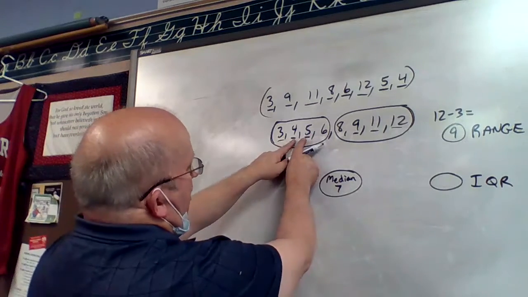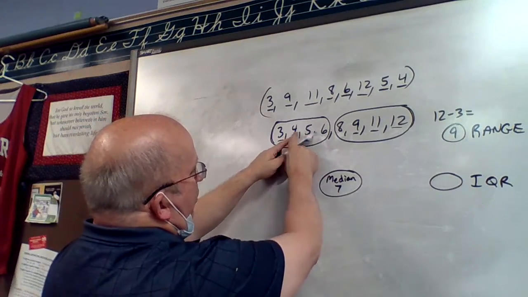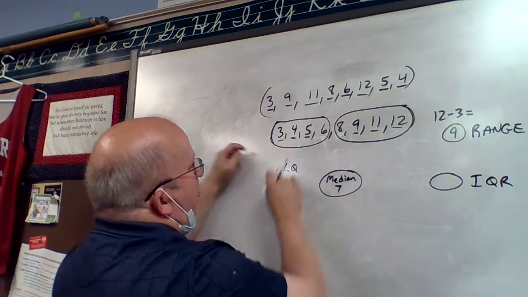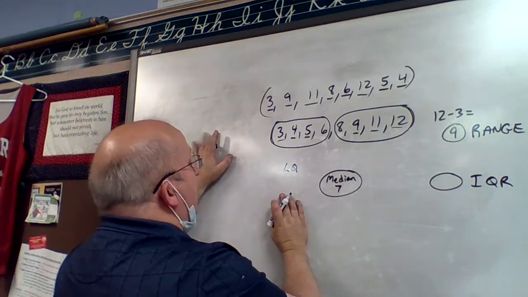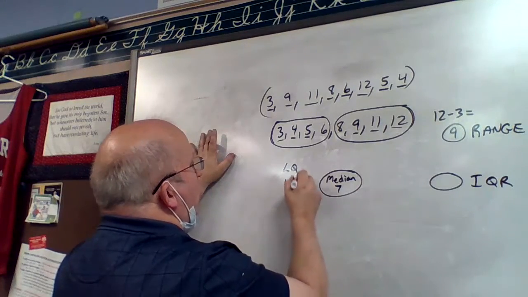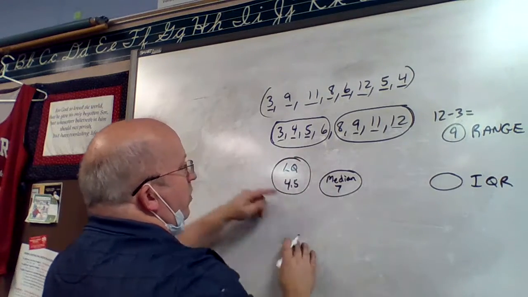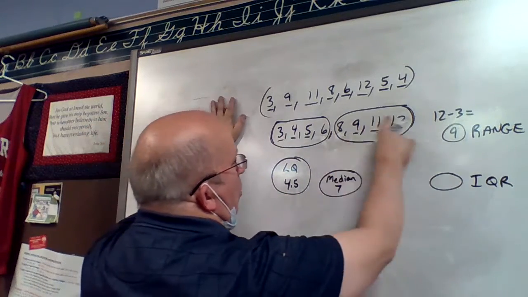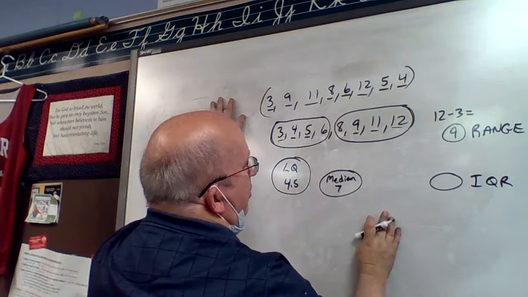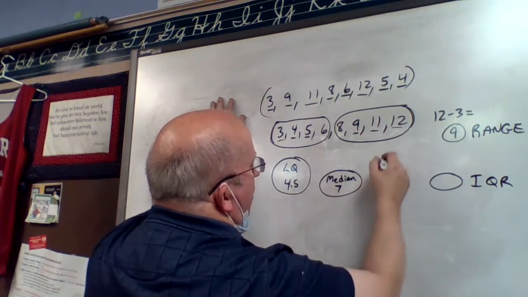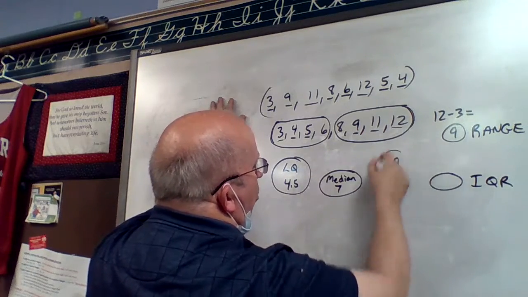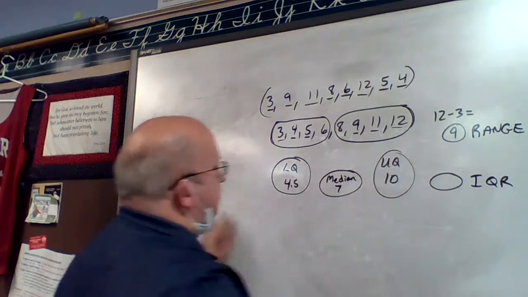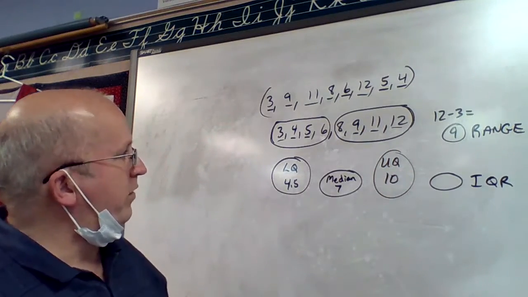So with this set of data, it has 2 middle numbers, the 4 and the 5. And so our lower quartile is 4 plus 5, which is 9, divided by 2, which gives us a lower quartile of 4.5. So our median is 7. Our lower quartile is 4.5. Over here, my 2 middle numbers are 9 and 11. I add them up, and my upper quartile is 20 divided by 2, or 10. We're getting there. We're getting there.